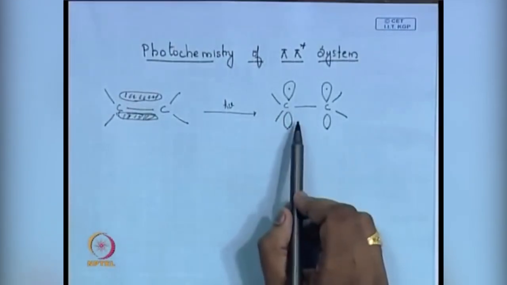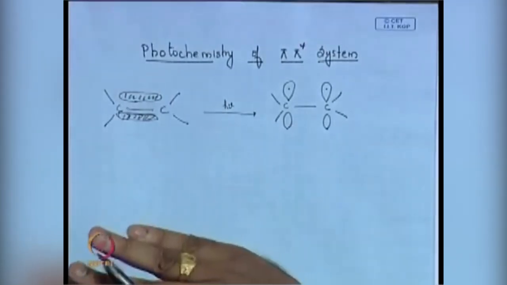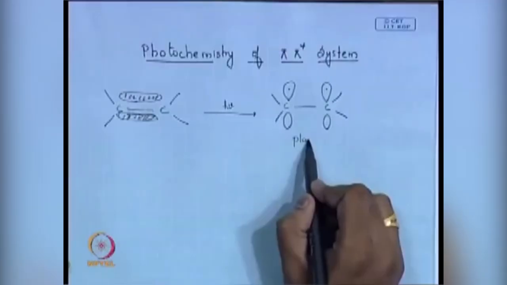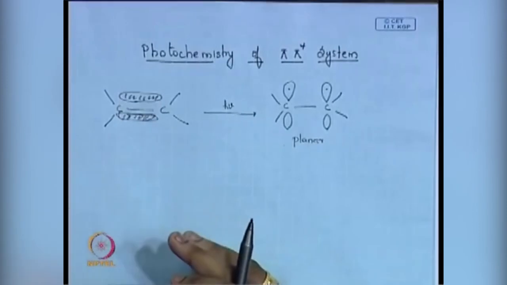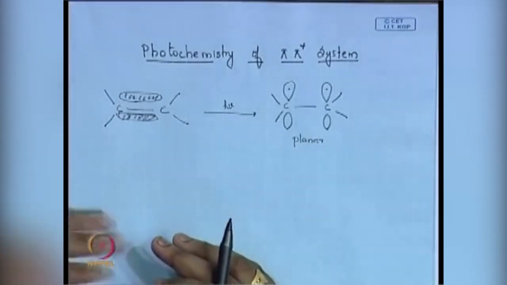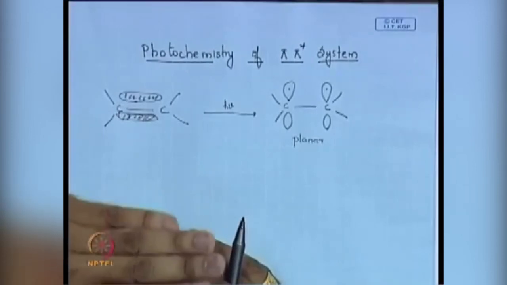So how will this be in the singlet state? Mostly this should be planar. You have a system of two carbons with your pi system like this, so it will be planar. You know why? Because your Franck-Condon principle doesn't allow it to do anything during the excitation. The excitation process is so fast. However it is in the ground state, it will be in the same way in the excited state. So people call this a Franck-Condon planar structure, but normally you can think it is planar.